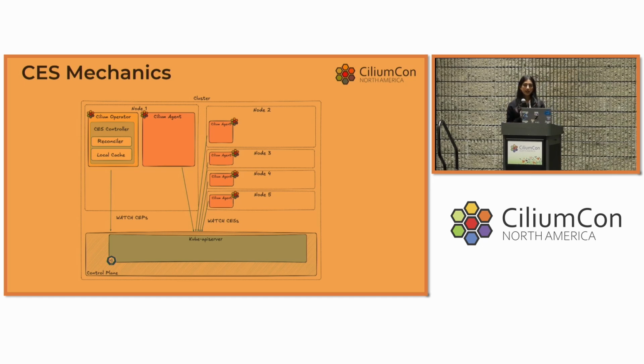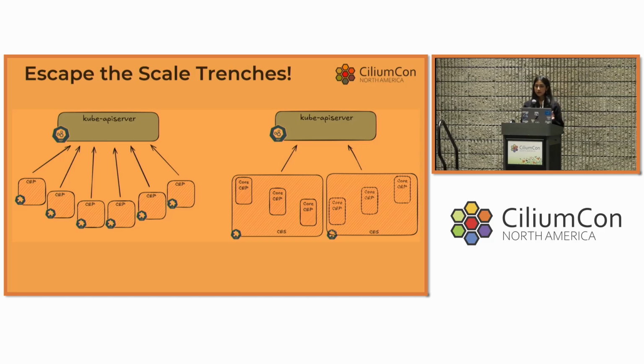We're watching an object that consists of smaller representations, so we've slimmed down the amount of information that needs to be written to or from the API server or etcd. We've slimmed that down. We batch the updates, so if I'm going to talk about the best case scenario because I like CES.